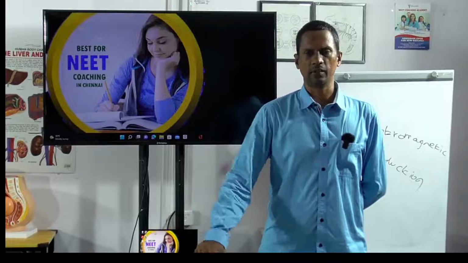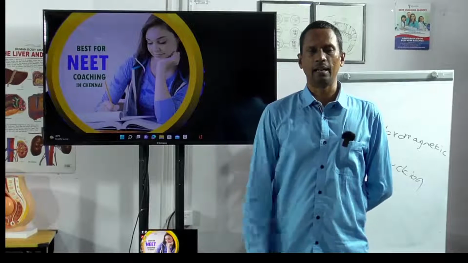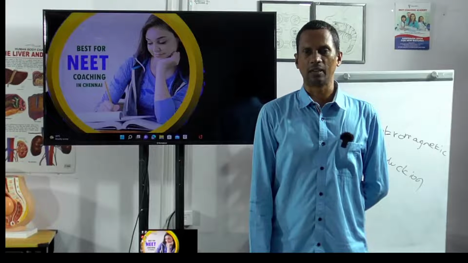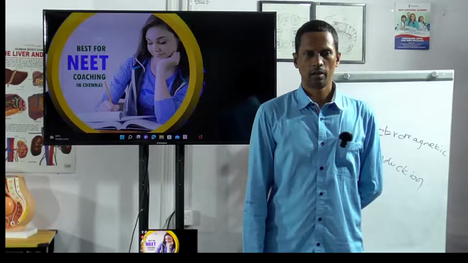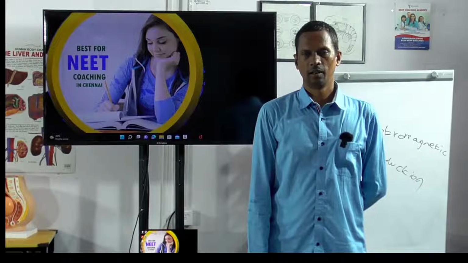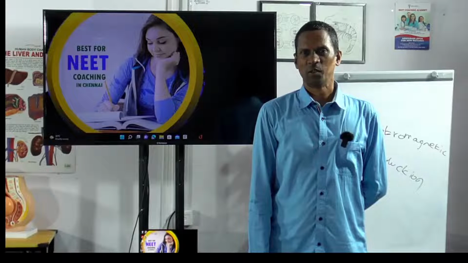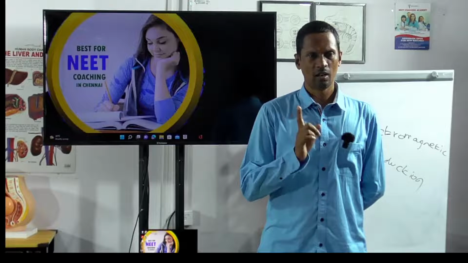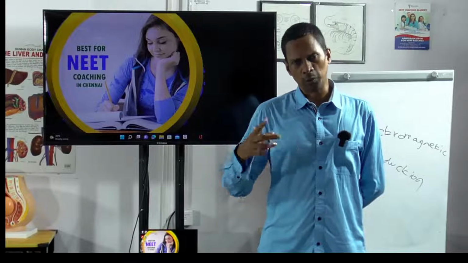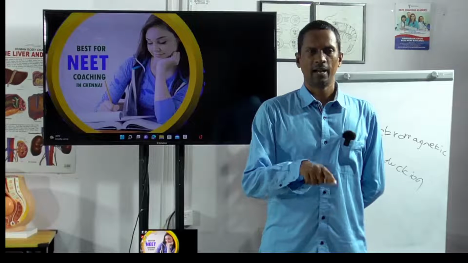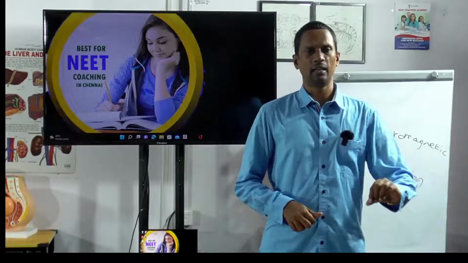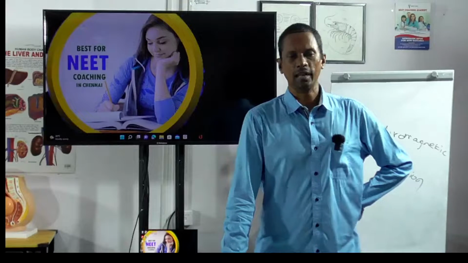So if I bring the magnet, where do I have to place the magnet so that current will flow? Near to coil 1. Coil 1 is bigger or smaller? Bigger. So coil 1 is bigger, coil 2 is smaller. So for the current to flow, you have to bring the magnet nearer to coil 1. Next, center.